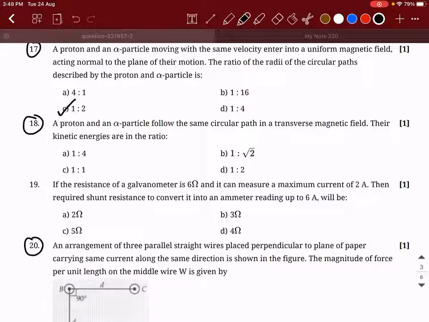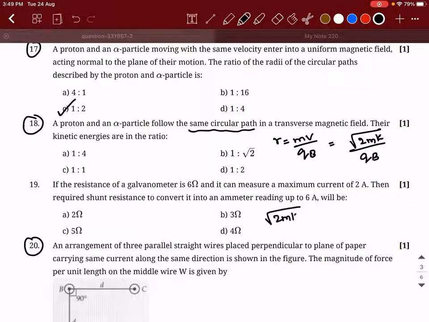How to solve this? We know that R is equal to mv divided by qB. This will be equal to root of 2m into K divided by qB. Right? So R is equal to root of 2mK divided by qB. Following the same circular path means they have the same radius. Then the ratio of their kinetic energies is in what ratio?